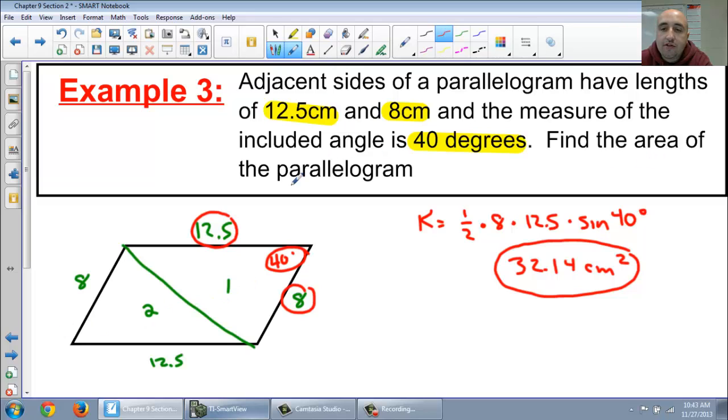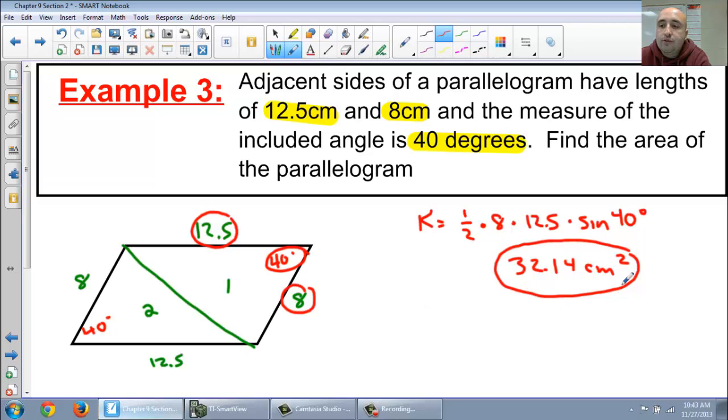Okay, now that is not the area of the entire parallelogram. That's what we're trying to figure out, the area of the parallelogram. That's just the area of this triangle number 1. Triangle number 2 is the exact same thing, because if this top right angle is 40, the bottom left angle also has to be 40. That's another property you should have learned in geometry. Then the areas are going to be the exact same.